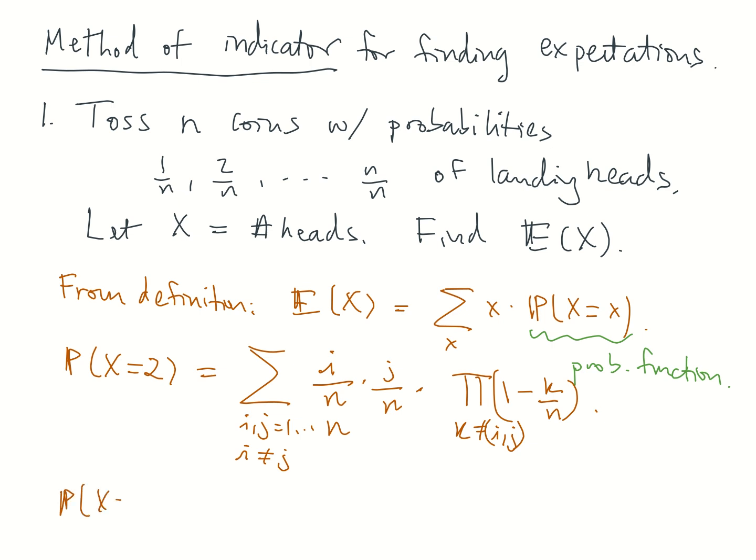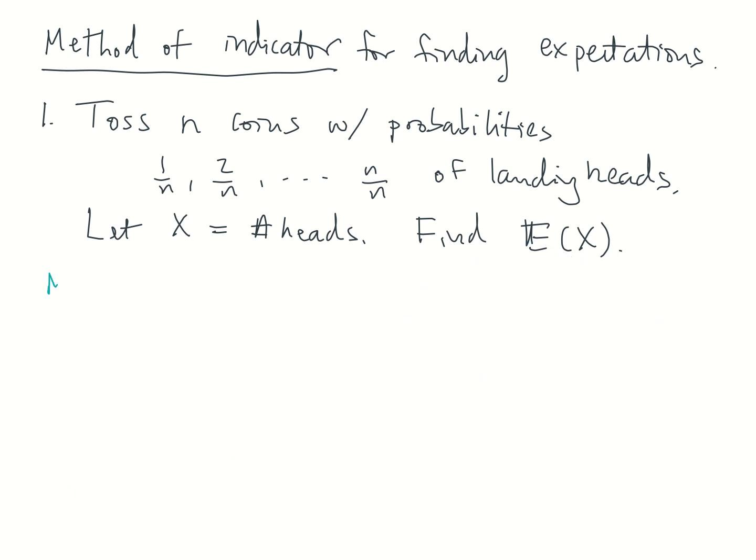Probability of X equals 3, X equals 4, and so on are equally complicated. And after doing all this, we still need to simplify the sum. The method of indicator is a particular way to find expected counts that bypasses all of these troubles.